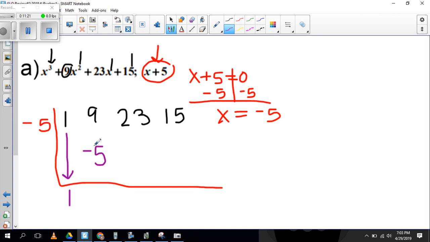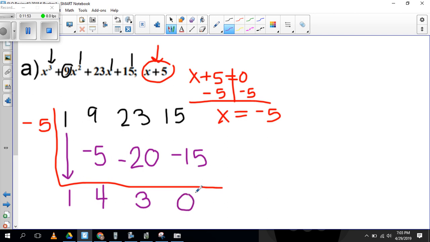9 minus 5 gives us a 4. So now multiply. 4 times negative 5, we get negative 20. Okay, we're going to drop our answer down. So 23 minus 20 gives us 3. Now, 3 times negative 5, because we got to multiply, we get negative 15. And we're going to drop our answer. 15 minus 15 is 0.